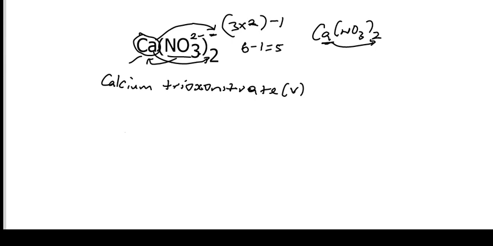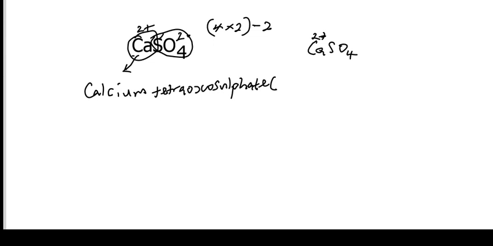So in this case, we will just simply say it is 4 times the 2 of the oxygen, which is 8, minus the charge of calcium. So it becomes 4 times 2, 8 minus 2, which is 6. That is VI. So it becomes calcium tetraoxo sulfate 6. Now let's move to a higher one.